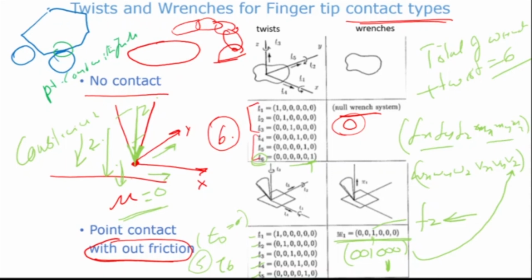Now if it is point contact without friction, it can apply one force only, that's the normal force. So this is what determines how many forces and moments can be applied, and that depends on the contact condition. The final resultant motion of the object would depend on the forces and moments being applied by the multiple robots which are pushing it or capturing it or doing whatever.